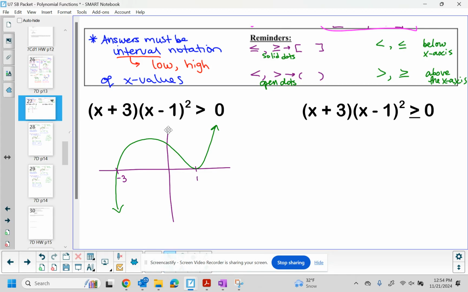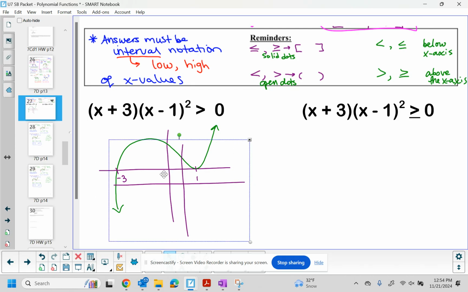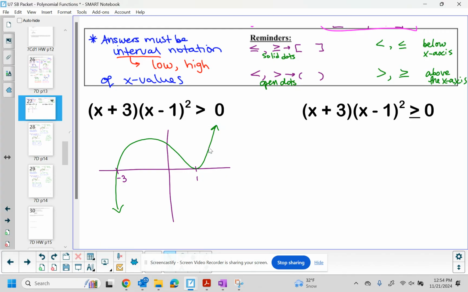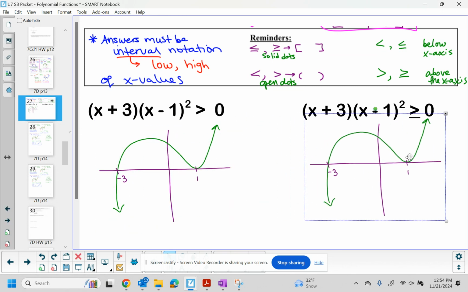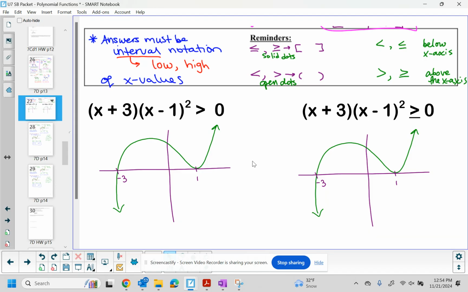Now the one on the right has the same graph, so I'm just going to put it there again. The only difference here is the inequality symbol. Here I have a greater than symbol, and here I have a greater than or equal to. On the first page of the notes, we also talked about what less than looks like, but I wanted to specifically talk to you about this.